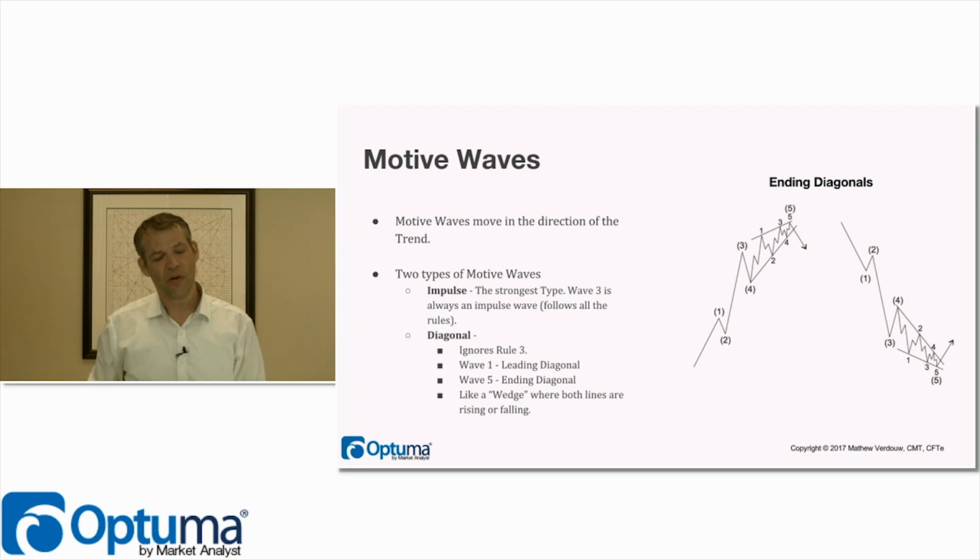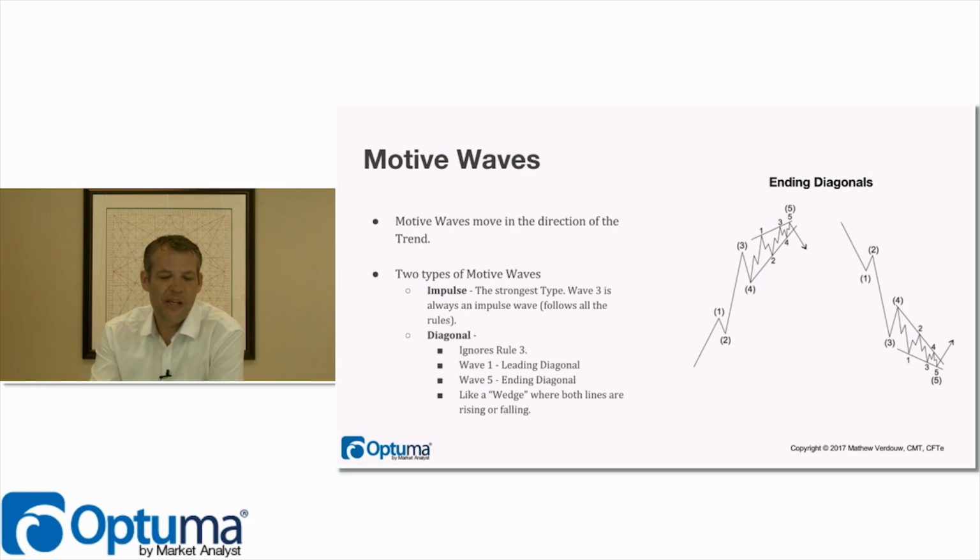Motive waves. So as we're going through, motive waves always go in the direction of the trend. So that's in the numbered waves there. There's 2 types of motive waves. There's an impulse wave and there's a diagonal wave. So an impulse is always the strongest waves. Wave 3 is always an impulse wave. It can't be a diagonal, but you can have starting diagonals and you can have ending diagonals. These are just complex waves that just don't fit the nice clean run up as we would hope to have with a motive wave.